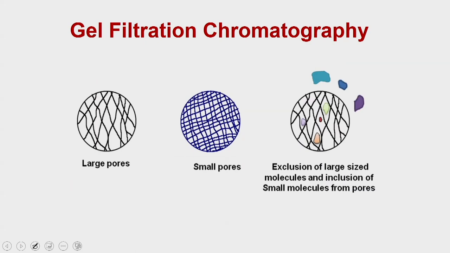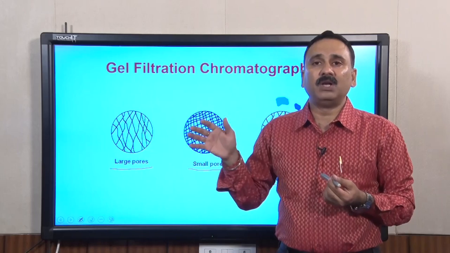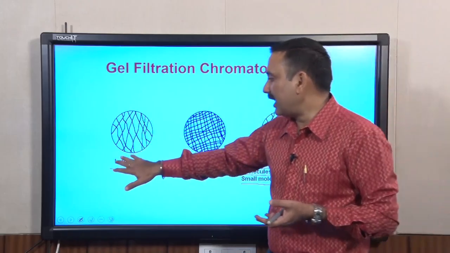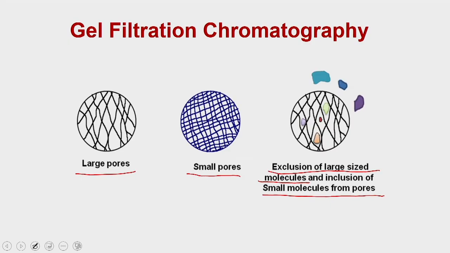In a typical gel filtration you have beads with a large pore size and beads with a smaller pore size, and when you put the molecules through, the large molecules are going to be excluded whereas the small molecules are going to be included. This is exactly the reverse. In most cases of filtration, the small molecules get passed through whereas the larger molecules are retained. In gel filtration chromatography, you exclude the larger molecules and retain the smaller molecules in those pores.